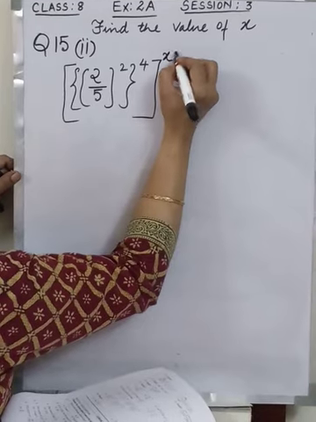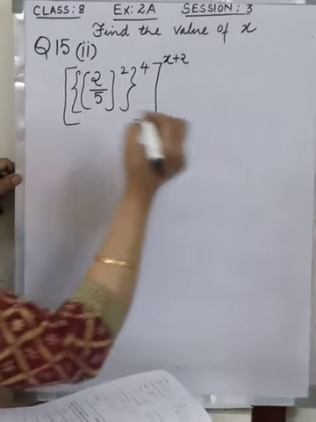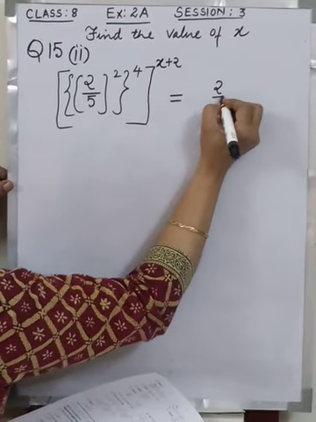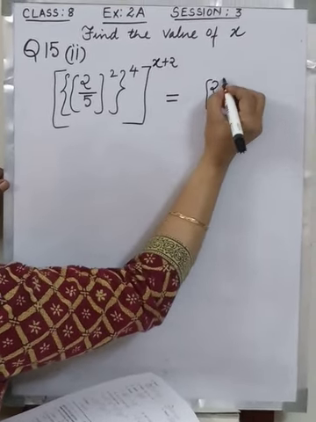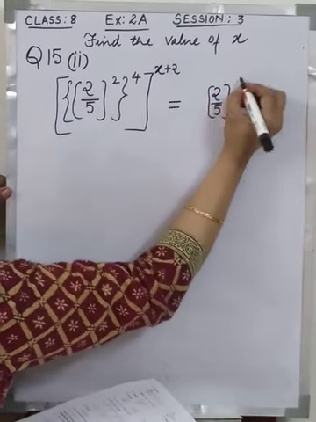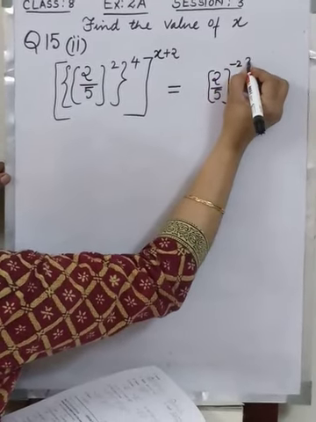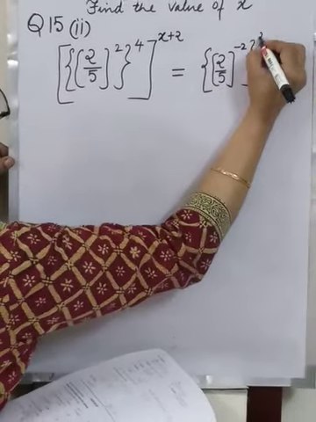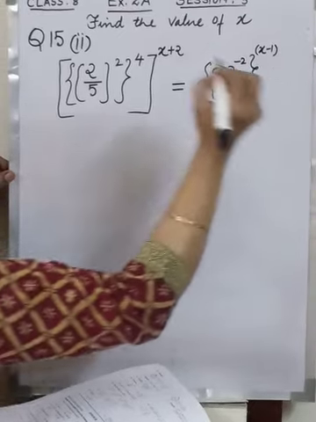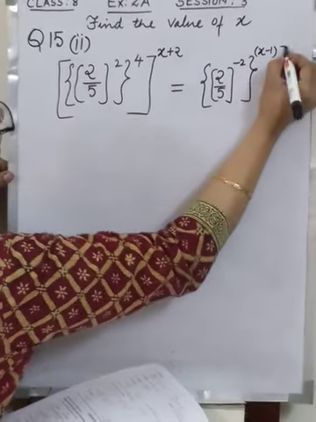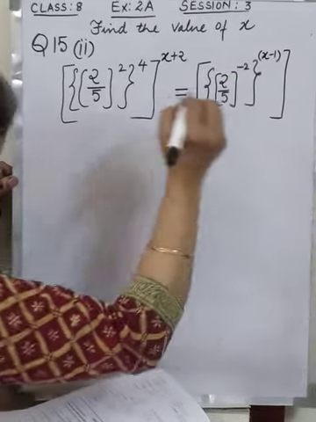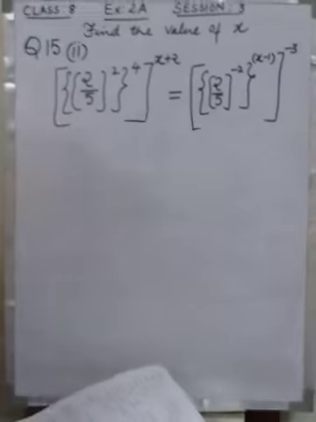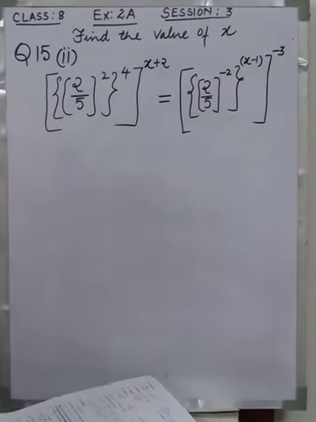x plus 2 is equal to 2 by 5 whole to the power minus 2, then whole to the power x minus 1, then whole to the power minus 3. So we have copied the question correctly.